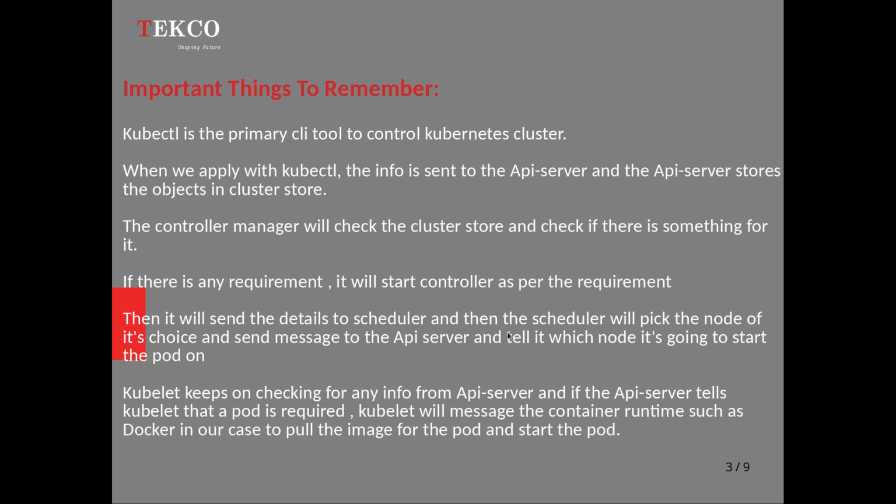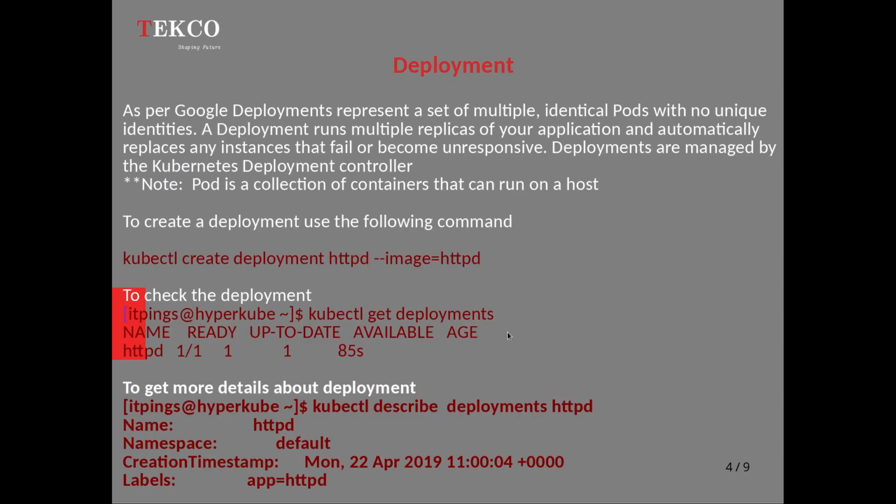Okay, good. A few important things to remember; we have already gone through this slide. Deployment. Now I would like to take the opportunity to explain what a deployment is. Please don't forget, a deployment represents a set of multiple identical pods with no unique identities. This definition is taken from Google. Whereas a pod is a collection of containers. Just don't confuse these things. Deployment is a set of multiple identical pods with no unique identities, and a pod is a collection of containers.